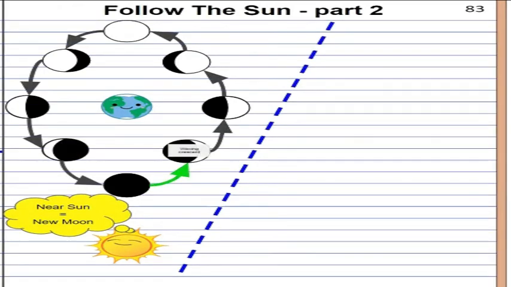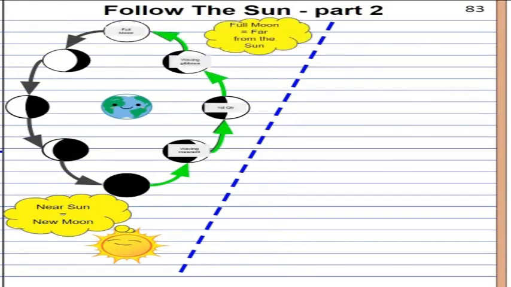So once again, we begin with our waxing crescent, our first quarter, our waxing gibbous, our full moon, and remember, the full moon is the one far from the sun. Then our waning gibbous, our third and last quarter, our waning crescent, and finally back to new moon. So what happens if we move the sun to the top?